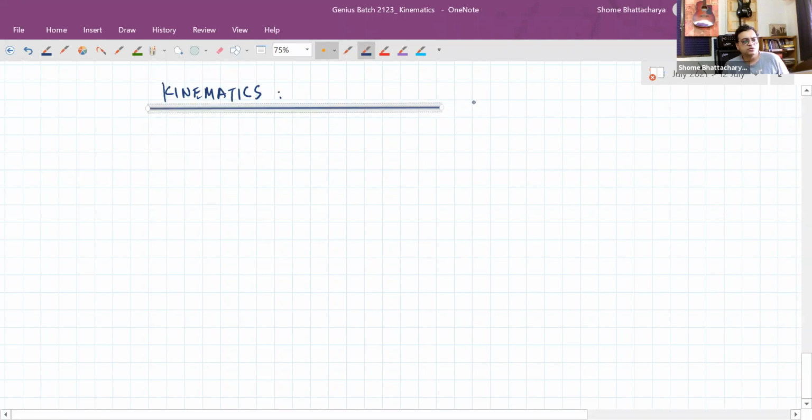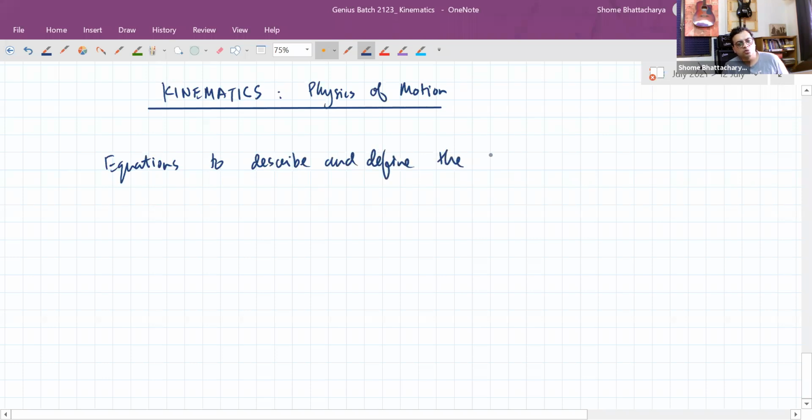Okay. So first of all, what about kinematics? Kinematics is basically the physics of motion. So in kinematics, what we do is we study equations to describe and define the motion of a body, or a particle or whatever. But we don't describe the cause of motion. It's only the effect, that the motion is like this.